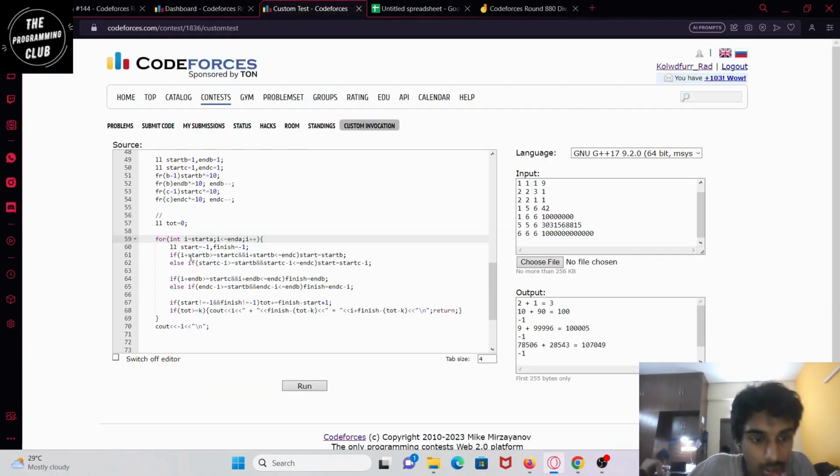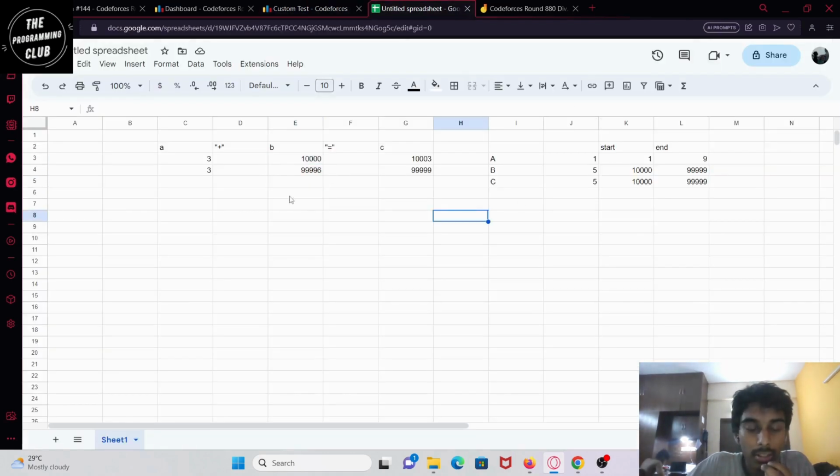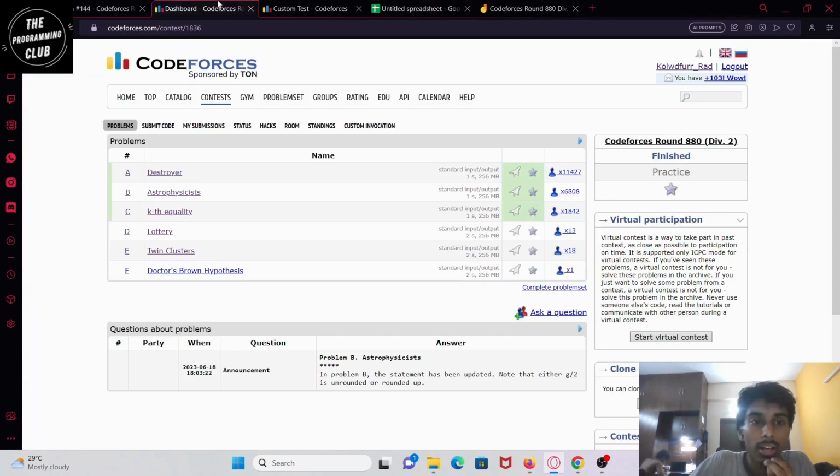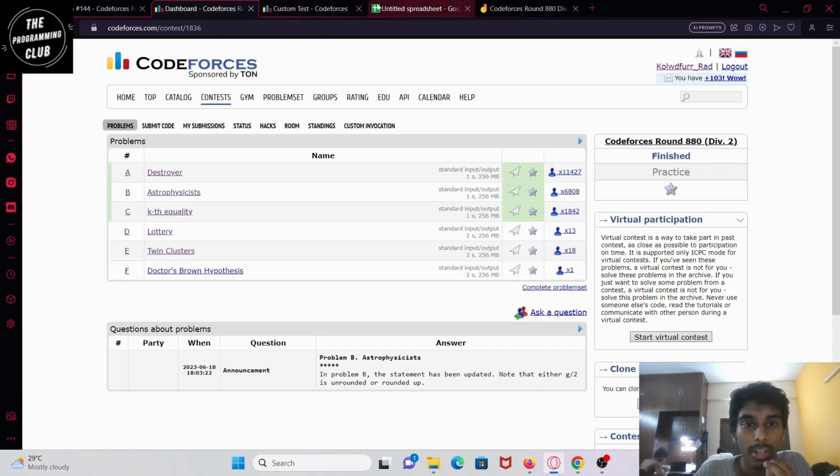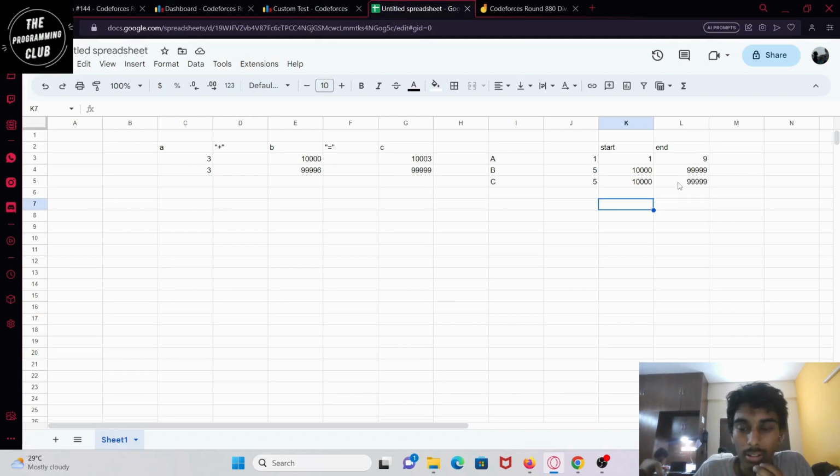So let us say this I plus start B is greater than or equal to start C, and I plus start B is less than or equal to end C. So basically that means that 10,003 is between the possible range of C. So if it is, then the starting range of B is start B only. Else we will find it by subtracting the value of A from the end value of C, as we did in the previous example.